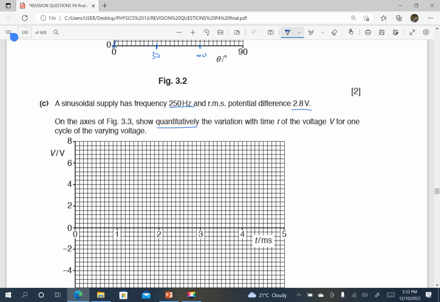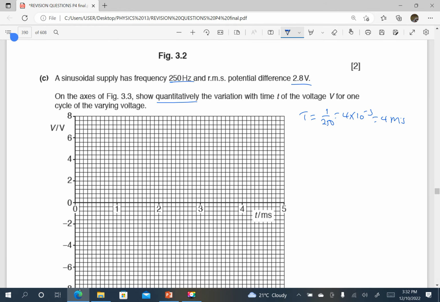So the frequency is 250, that means the period is going to be 1 over 250, which is 1 divided by 250, that is 4 times 10 power negative 3, which is equal to 4 milliseconds. So in 4 milliseconds, I must have one cycle, so this would be half a cycle, a quarter. So I must have maximum at 1 and at 3.